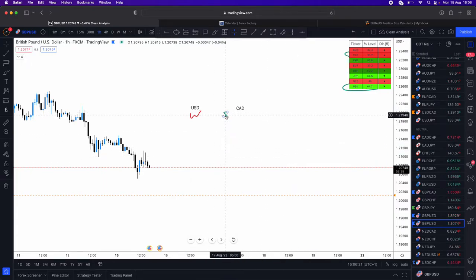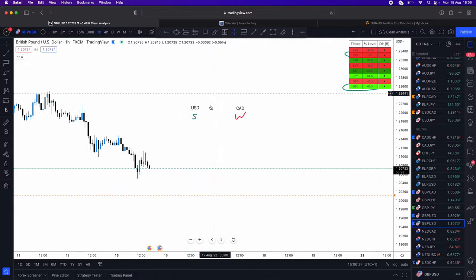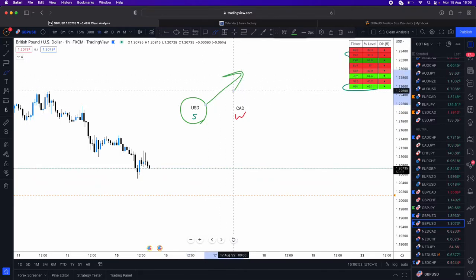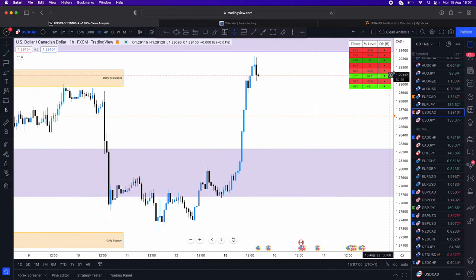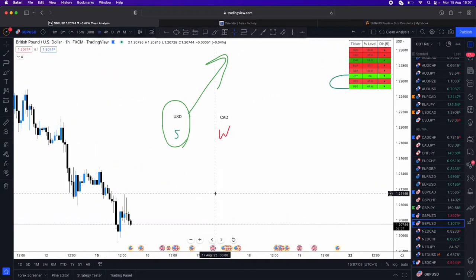So let's then just shift these around. This time we've got a strong USD and we've got a weak CAD. We can see that here. If we were to look at a chart for this, it's on the 1 hour chart at the moment. So we've got a strong USD and a weak CAD. So we should expect to see that the price action on the USD CAD chart should be going up. So if I just go to the USD CAD chart, there you go. You can see the price has just been coming up and up and up over the last few hours. So that's how this works.